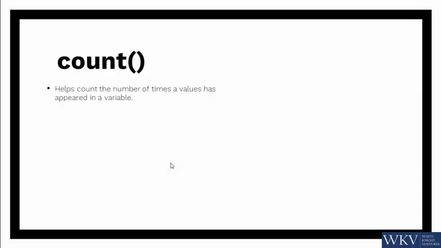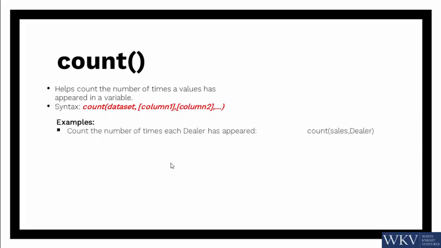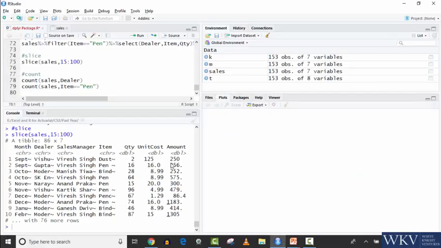Count. As the name suggests, it will count the number of times a particular value has appeared in a variable. So for example, if you saw we had only 5 dealers, but we have 153 observations. So how many times a particular dealer has appeared in the data set? We had around 5 or 6 items, but 153 observations. So how many times a particular item has appeared in the data set? Clear? So the function goes as this. It gives you the count by putting the first argument as data set, then the columns under which you want the count to happen. So count the number of times each dealer has appeared.